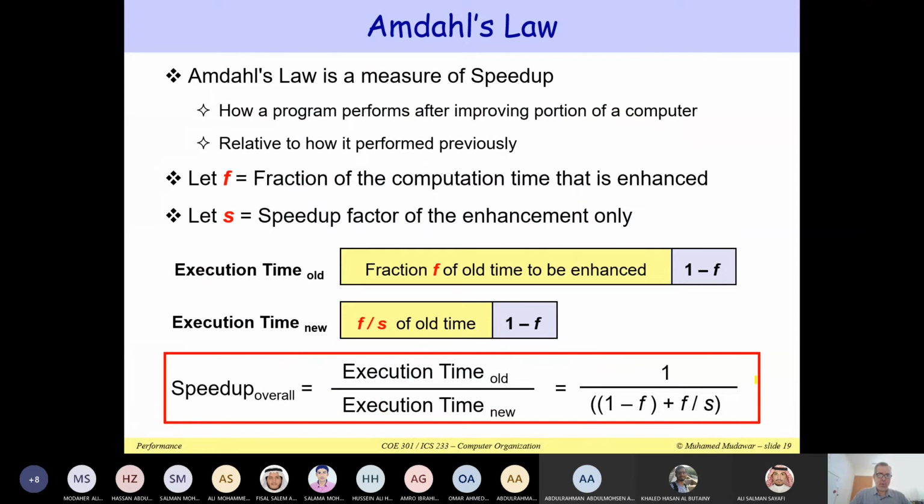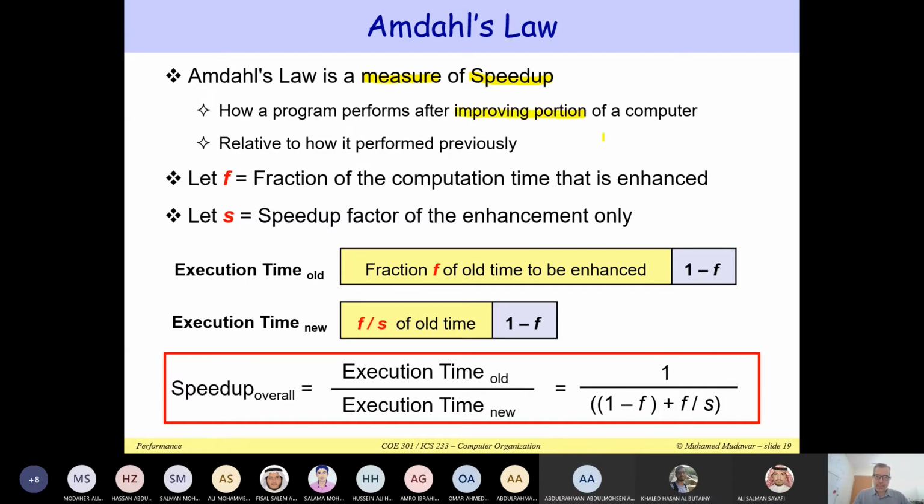Another important concept which is related to performance is Amdahl's law. So what is Amdahl's law? It is a measure of speedup. What we are trying to do is measure speedup. That's Amdahl's law: how a program performs after improving a portion of a computer system. So you improve a portion.